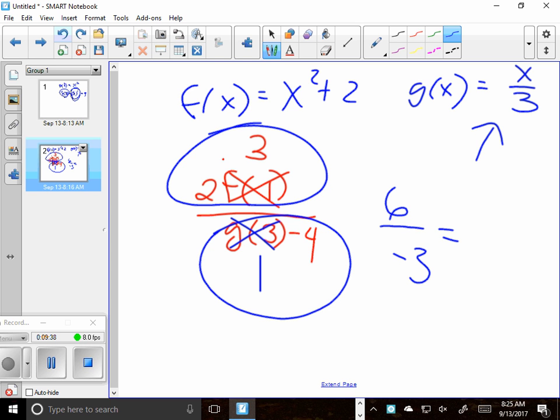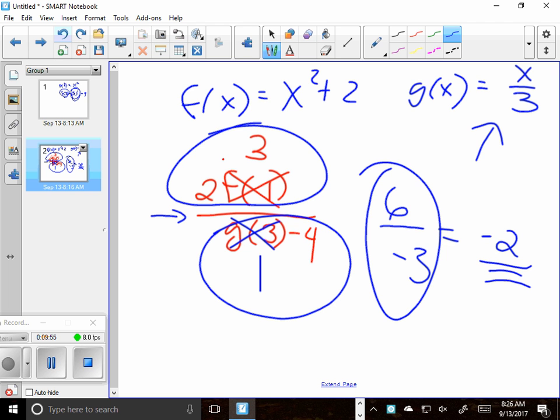Do you know why I started with that? Because that's kind of like a grouping symbol. When you have a big fraction, it groups the top separate from the bottom. So that's like a big parenthesis. So we got done with the parenthesis, we had this, and then we could do 6 divided by negative 3.